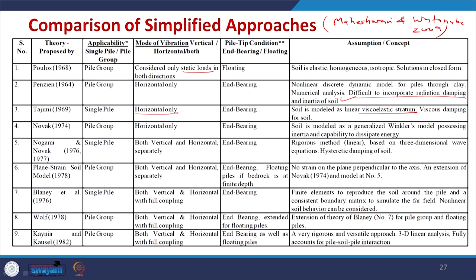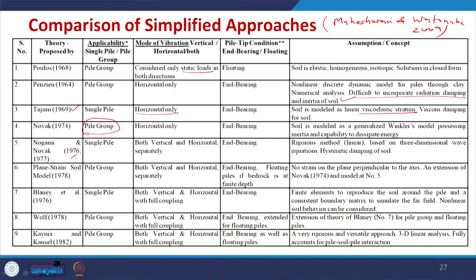Then Novak 1974, which we are going to talk about, because we have not yet talked about any theory for pile groups. We have talked about single piles, we have discussed Tajimi and we have discussed Novak. So Novak 1974 was the first on pile groups. Though Penzien was also on pile groups, there were limitations. This was for the horizontal mode of vibration and end bearing piles. Soil is modeled as a generalized Winkler soil model possessing inertia and the capability to dissipate energy. So Novak in 1974 considered the radiation condition as well as the inertial effect, though nonlinearity was not considered. This was the first work on considering radiation and inertial effects, and later it was extended by many researchers, including Novak themselves.